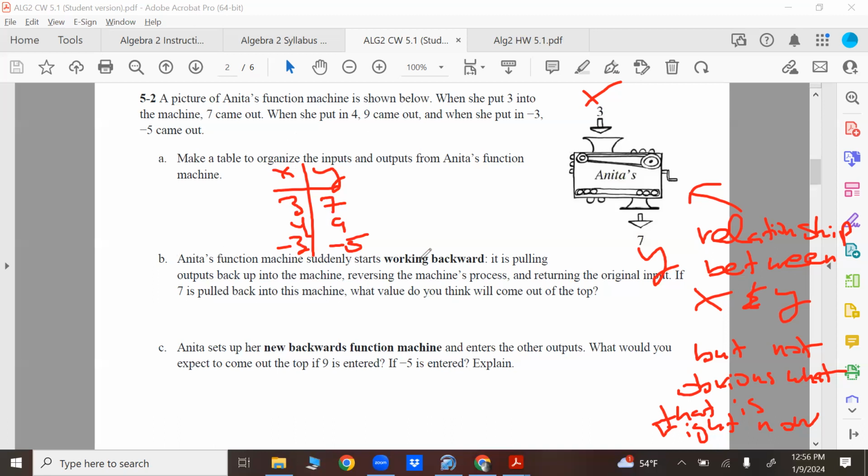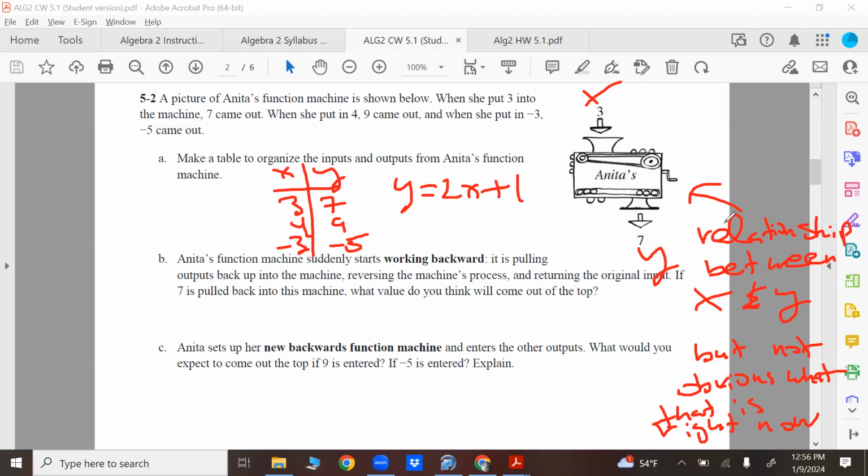Okay. So we make a table first, right? And then Anita's function machine suddenly starts working backwards. It is pulling outputs back into the machine, reversing the machine's process, returning the original input. If a 7 is pulled back into the machine, what do you think will come out? So first off, what's the relationship? We'll go with what Plum said, because that's totally correct. Y equals 2x plus 1. That's the relationship, right? Great. It makes sense because if you were to double this and add 1, I would get the output every time, right? So that makes sense.